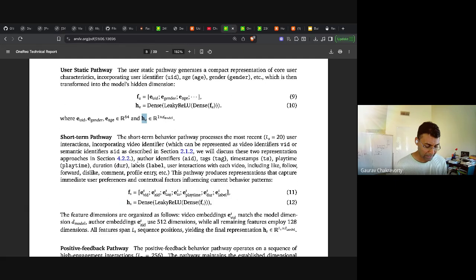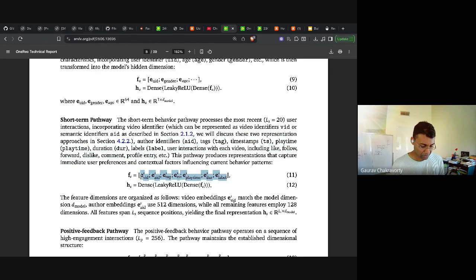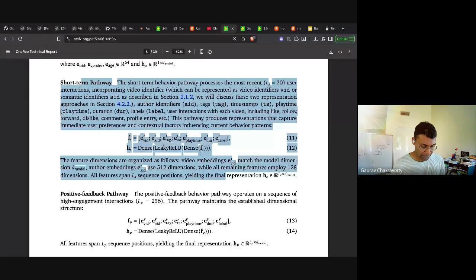The inputs here are just a concatenation of the most recent 20 user interactions. These inputs are very standard: the video identifier, tags, timestamps, playtime, and things like that. If I ask you today to build a new state-of-the-art two-tower model, we'll also use the same user history, the video sequence, video IDs, and playtimes. This is a normal encoder, nothing different. They process it through a transformer architecture, but let's call that a detail.